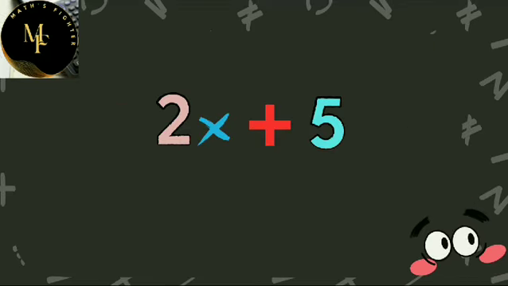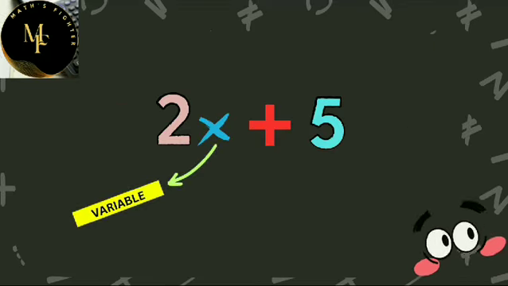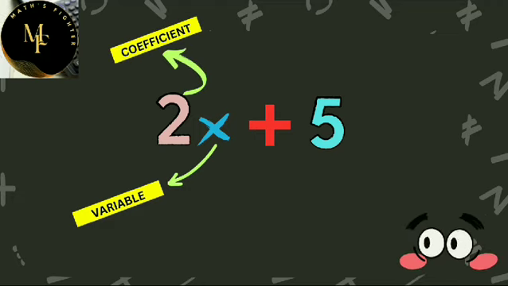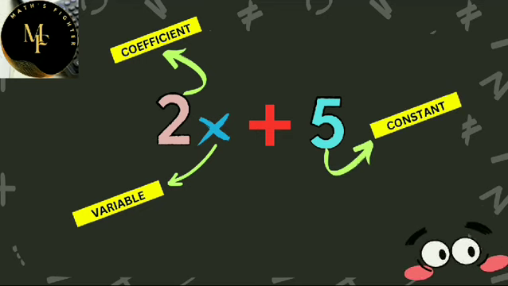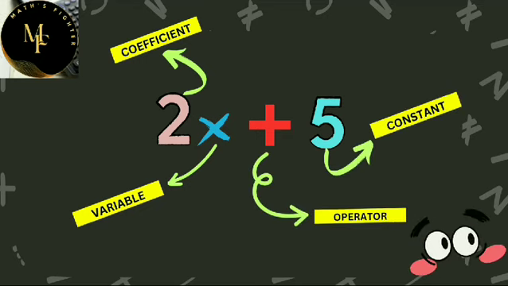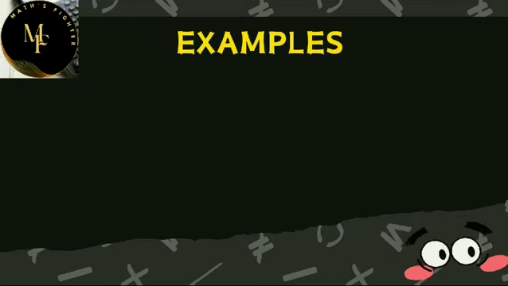Here we have an example, 2x plus 5, in which x is a variable, 2 is a coefficient, any number which is besides a variable is a coefficient, 5 is a constant and plus is an operator. That's why it makes an expression. Here we have a few more examples.